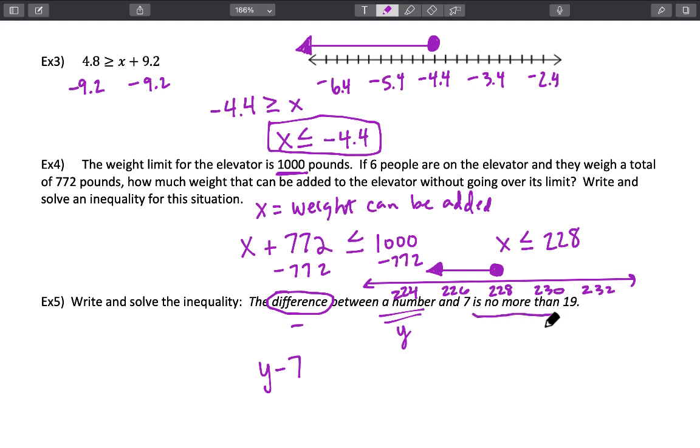no more than, if you remember from our phrases, is less than or equal to 19. In order to solve, we're going to add our 7 over, and we get all y values that are less than or equal to 26. Go ahead and graph that solution set on your own number line, and we'll check your work tomorrow.